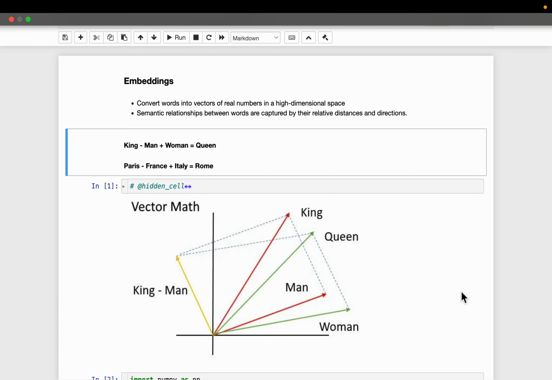Hi friends, let's have some fun with embeddings today. We know computers can understand only binary numbers, zeros and ones. We use embeddings to convert text into numbers so that we can use computers to solve NLP and LLM use cases, right? So the embeddings have two aspects. One, they convert words into vectors of real numbers in a high dimensional space.